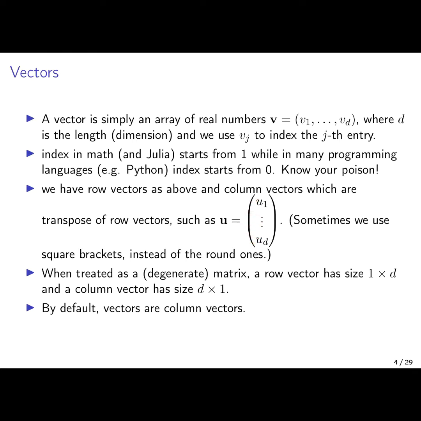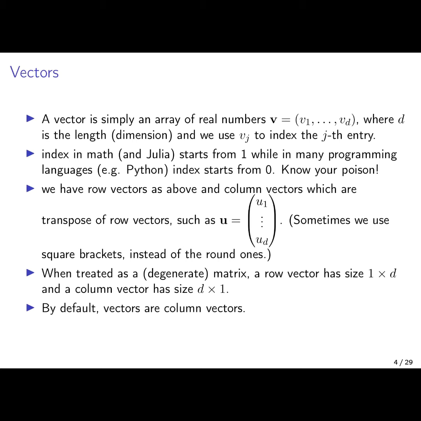Typically when we write a vector, I prefer to write this way because it takes less space. But really, a row vector and a column vector are just two ways to represent the same vector. If you think of a vector as a matrix, which I will define in a minute, a row vector has size 1 by d, so we have one row and d columns, right? A column vector, on the other hand, has d rows but only one column. And by default, when we refer to a vector, we usually mean it's a column vector.